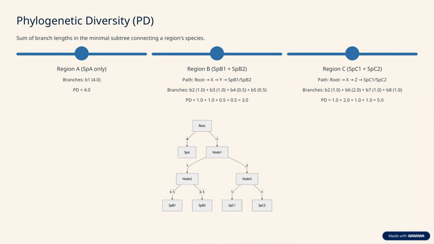So what does this tell us? Essentially, regions with higher PD, like region C, represent a broader span of evolutionary history, capturing more diversity. This concept helps us understand not just how many species are present, but how evolutionarily distinct they are from each other, which is crucial for biodiversity conservation and understanding ecological relationships.